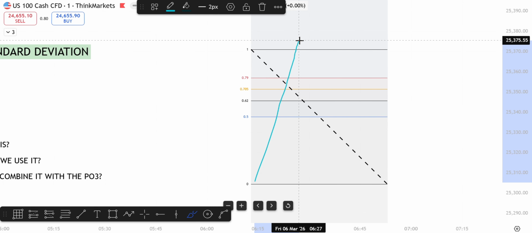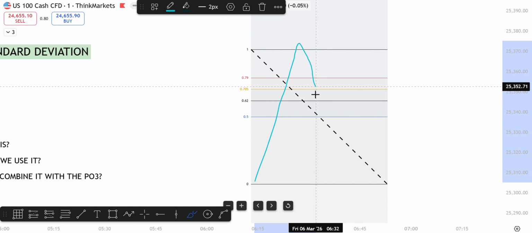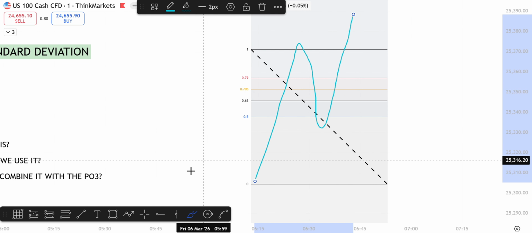Whereas if price is overbought, if there are a lot of buyers in the market, it usually needs to figure itself out, and it usually needs to retrace back to the 0.5, or the discount of the move, so that buyers can buy low and then sell high to make profit.